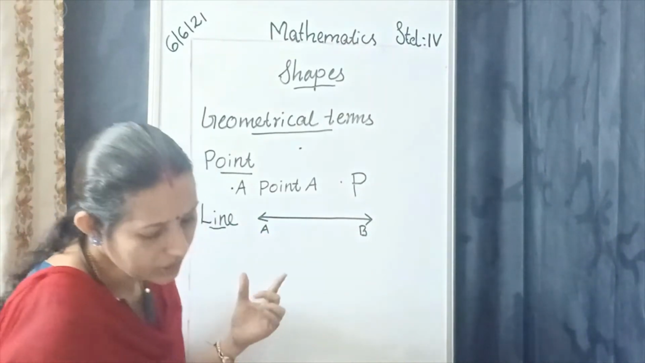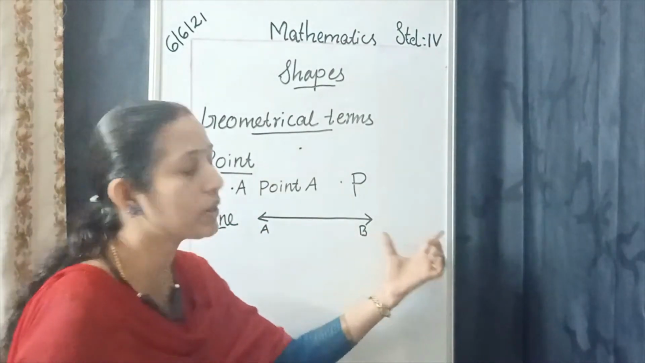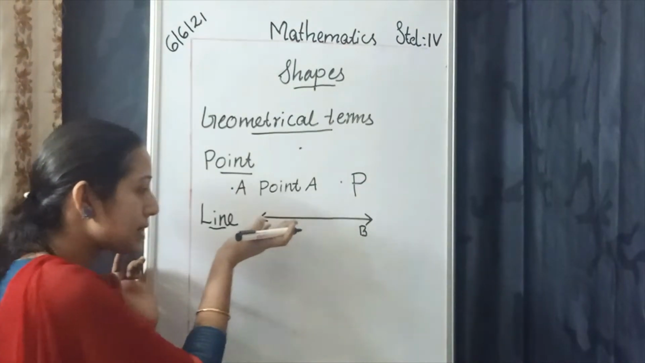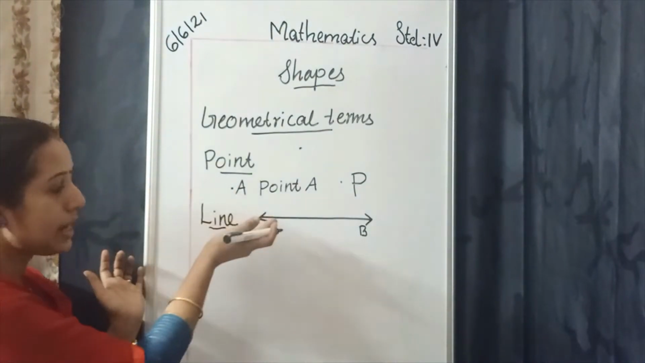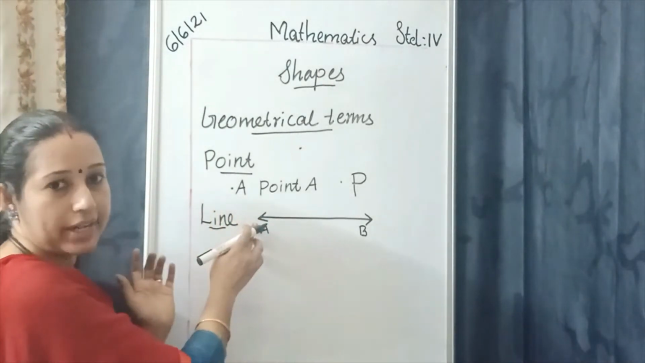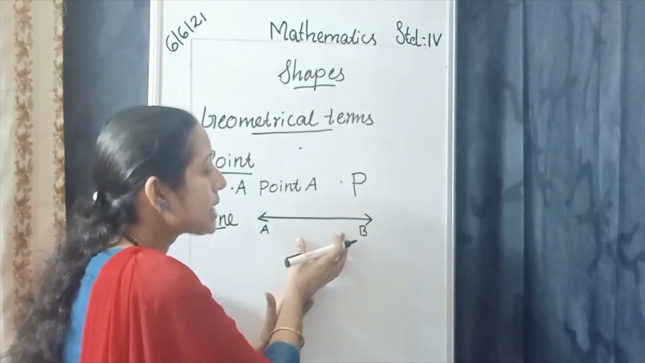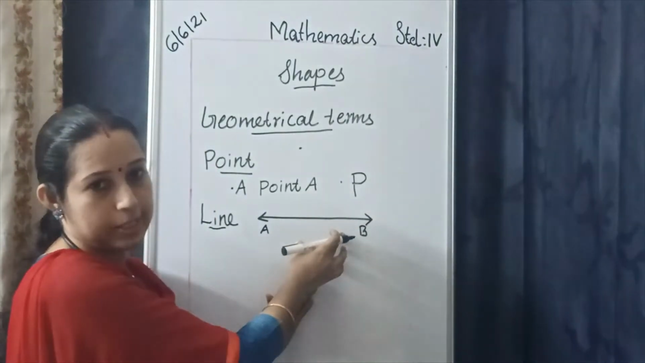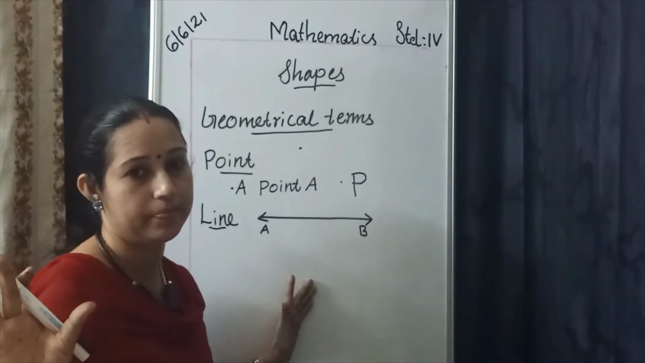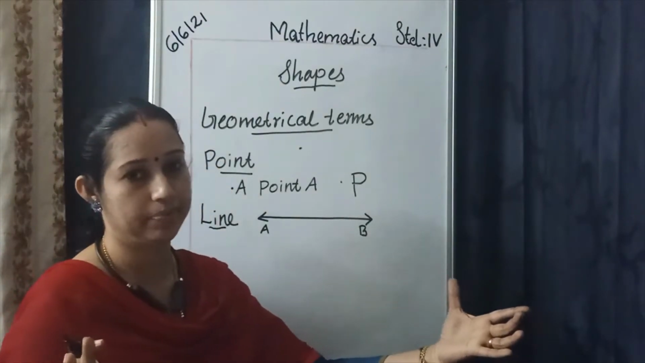The line means it extends on both sides, which means there is no end point. This arrow mark means it continues. It extends to this side, so there's no end, and to this side, so there is no end. So these are called lines. It has no end point, and it extends on both sides.